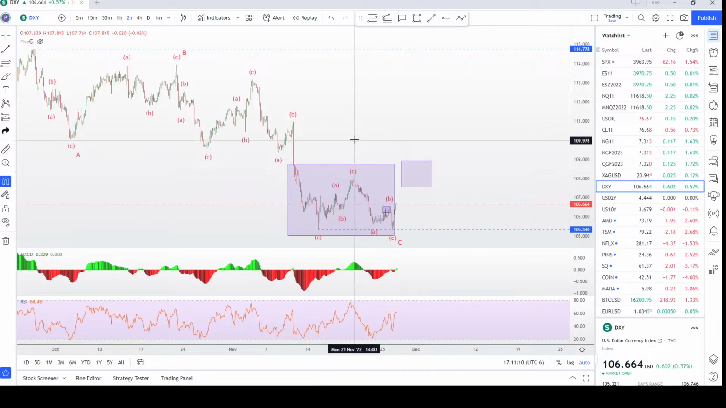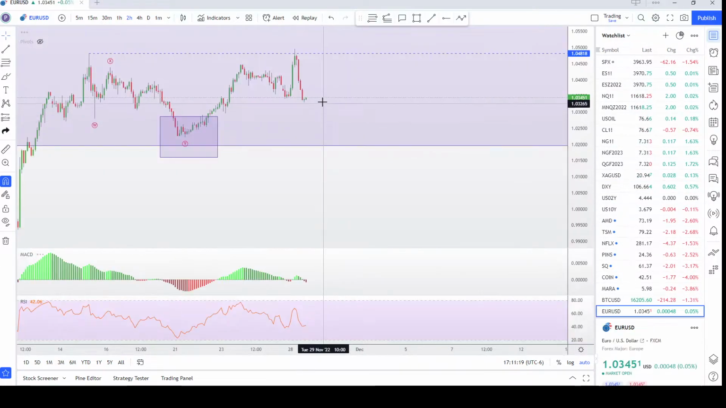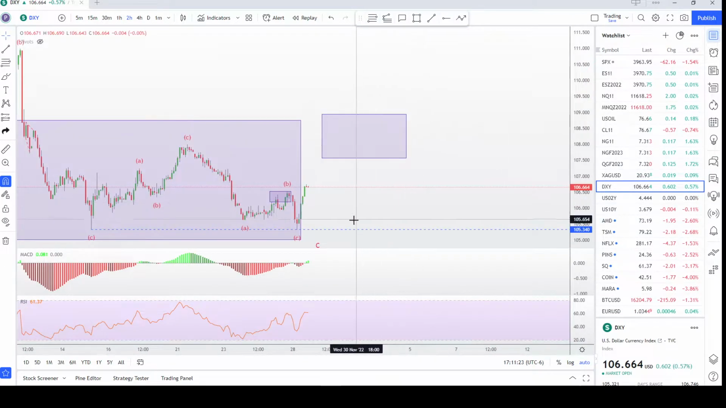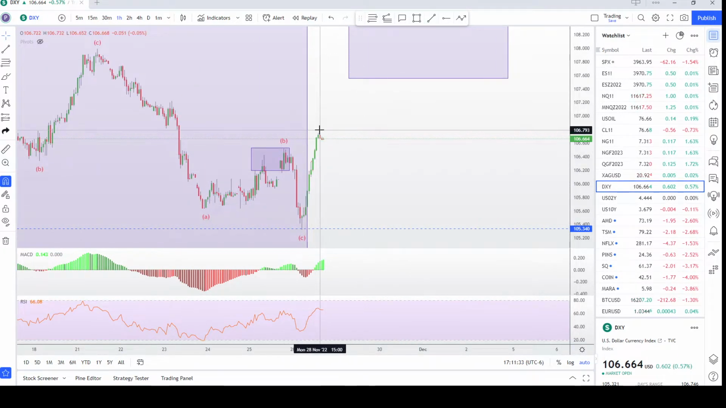If I zoom in a little bit, today, just like the euro broke its high and then reversed, the dollar is going to do just the opposite. It just broke the low, and then today it was just vertical, straight up. So this will be correcting soon, and then going back up.